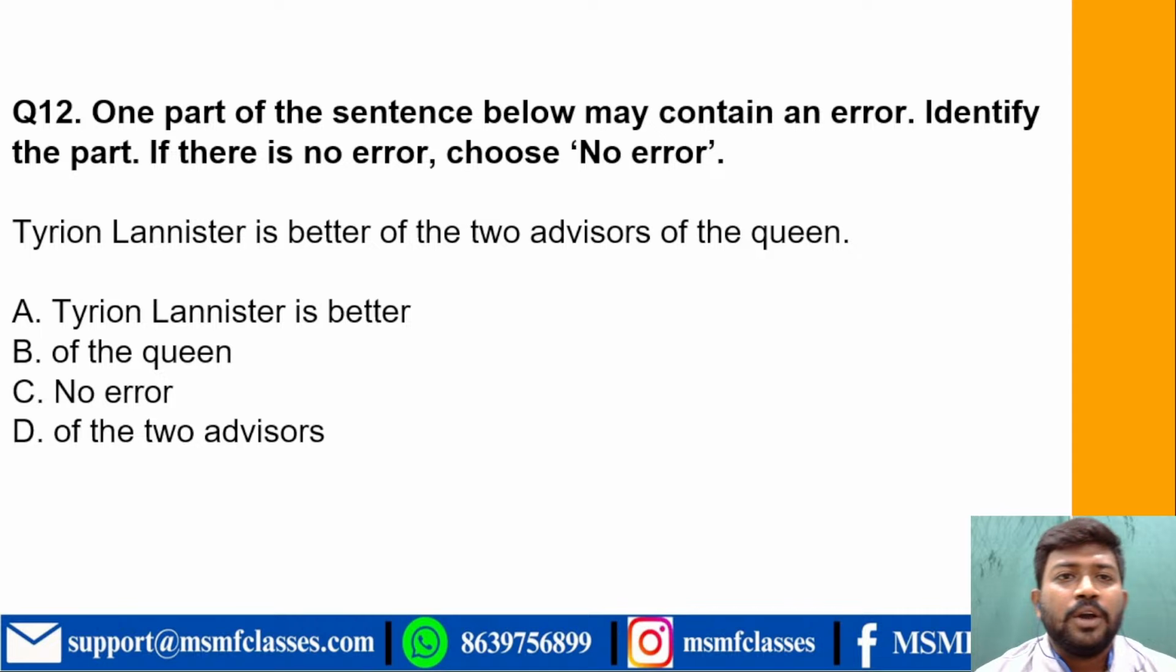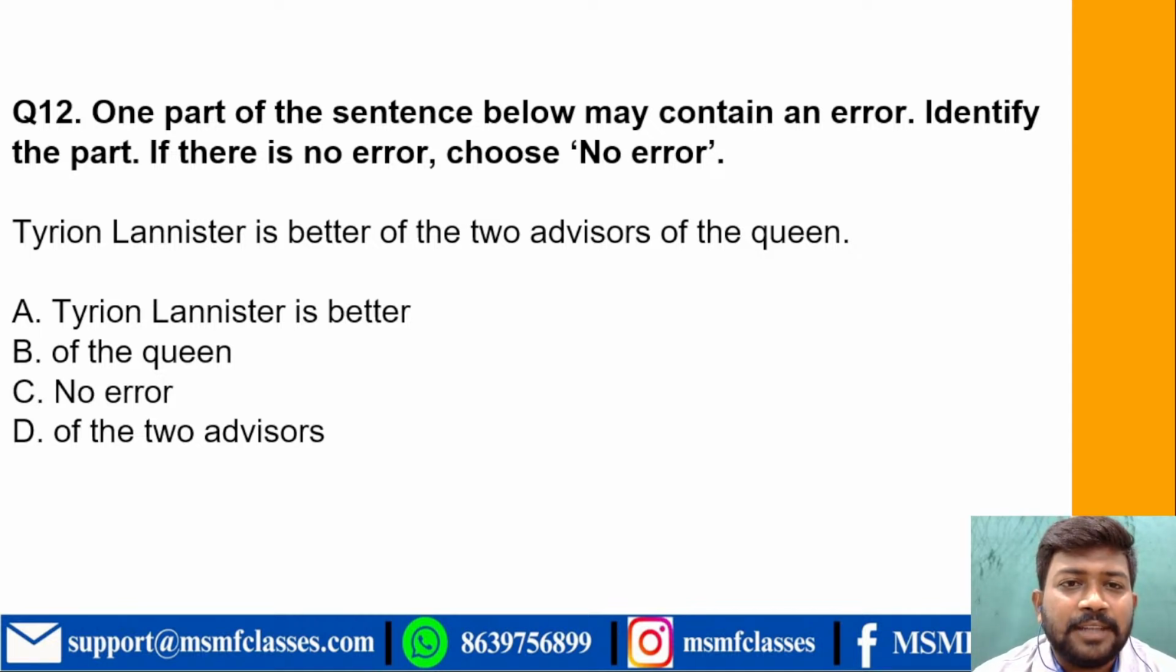Next question. One part of the sentence below may contain an error. So again, we have finding an error. So try to find the error here. "Tyrion Lannister is better of the two advisors of the Queen." So this is the sentence. The error is in option B, of the Queen, or there is no error, or of the two advisors. So what is the answer here?